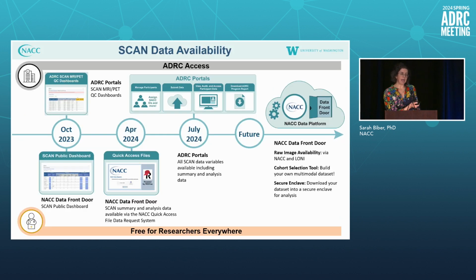So just as a look ahead to what is coming, here's what we've done already for SCAN. We have provided access to the ADRC MRI and PET QC dashboards. We've created these SCAN public dashboards. We've now added all of this valuable analysis data to the quick access file data request system. You'll soon be able to access all of that data for your participants, all the SCAN variables within your ADRC portals. That's coming in July of 2024. And then we're working to make it possible for you to access raw data, as well as build cohorts using this data via the data front door in the next couple of years.